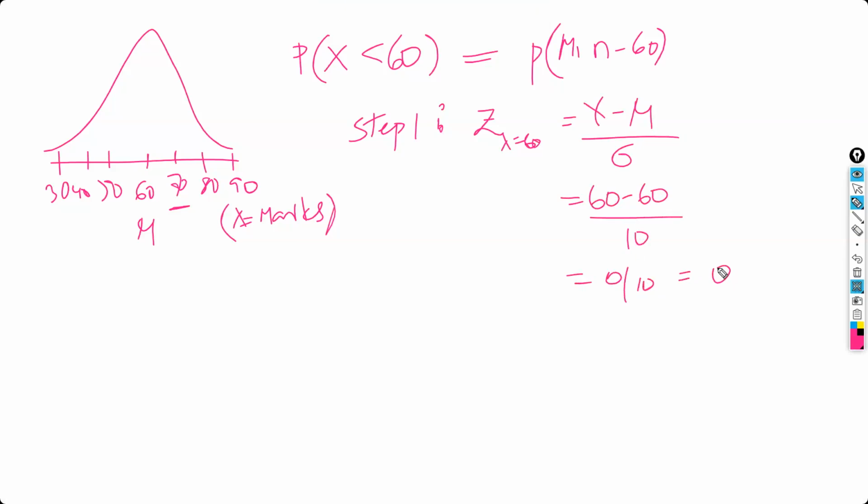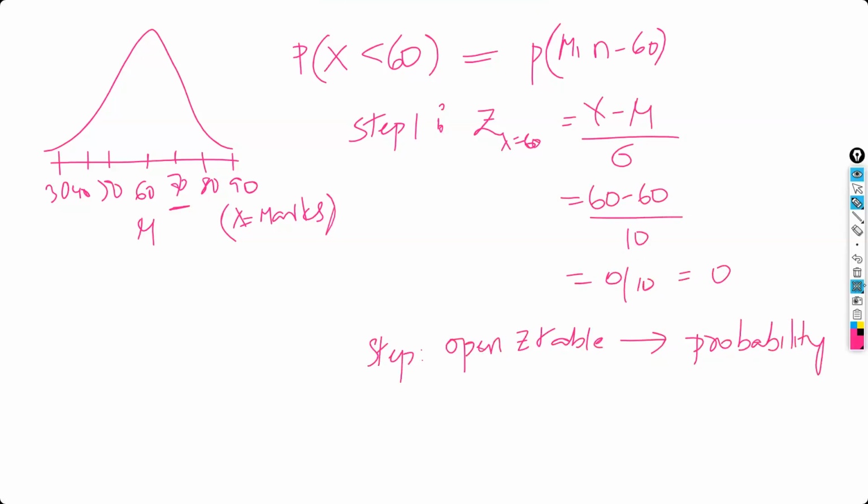After calculating step 1, now you have to calculate step 2. Now open the z table, and from the z table, you have to calculate the probability. From the z table, check the probability value.